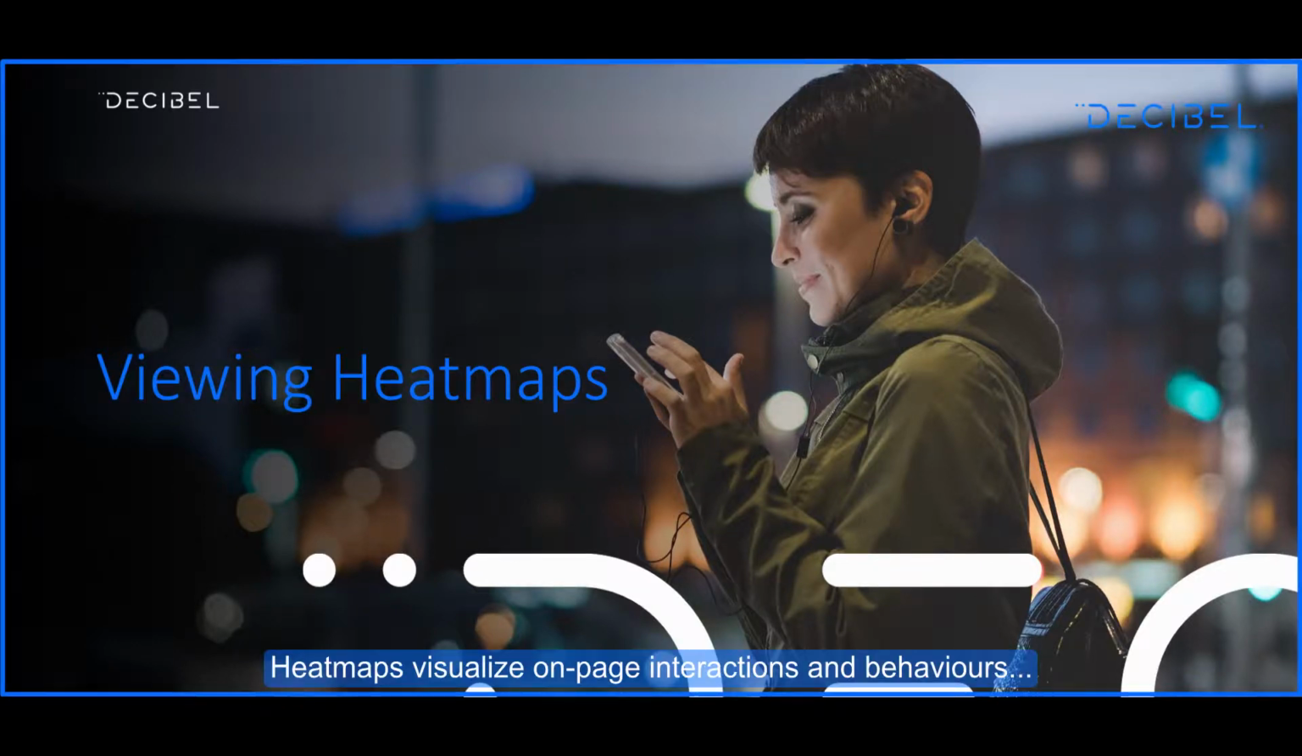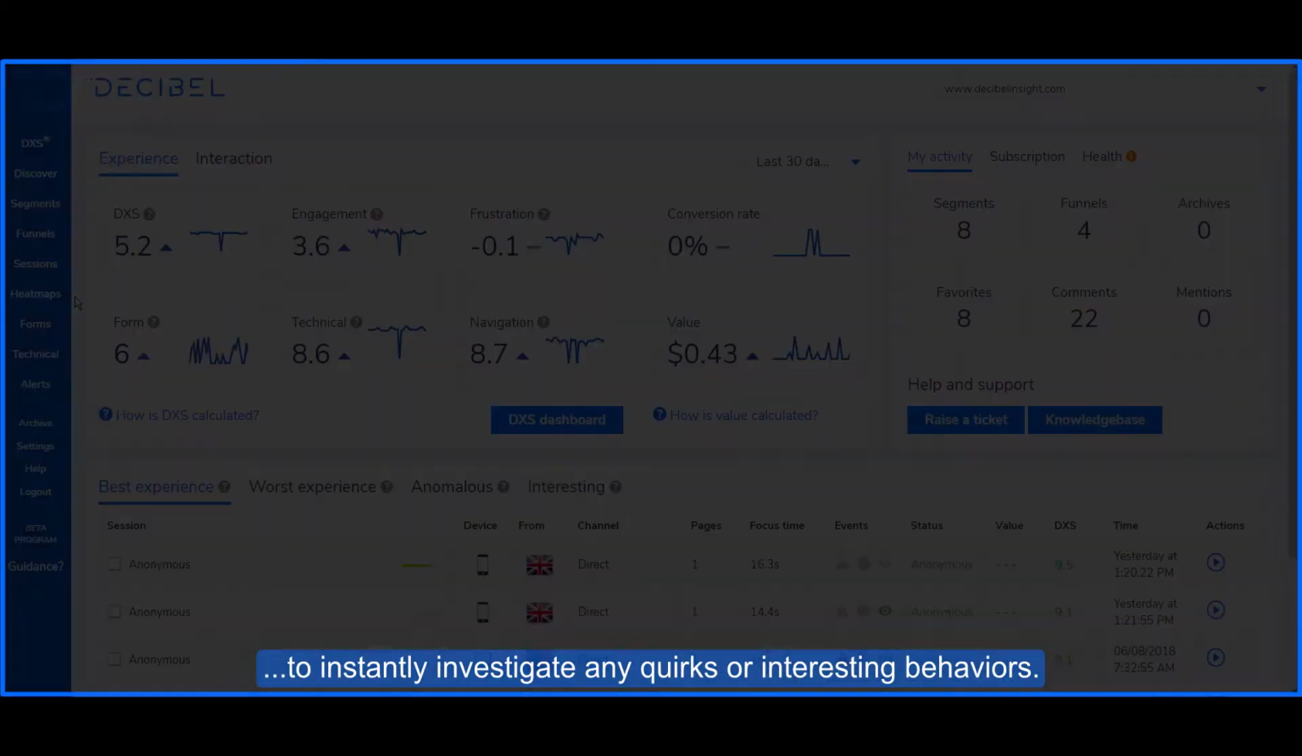Heatmaps visualize on-page interactions and behaviors, allowing you to instantly see where visitors are clicking, hovering, touching and scrolling across your web pages. You're able to dive straight into corresponding session replays from any point of a heatmap to instantly investigate any quirks or interesting behaviors.